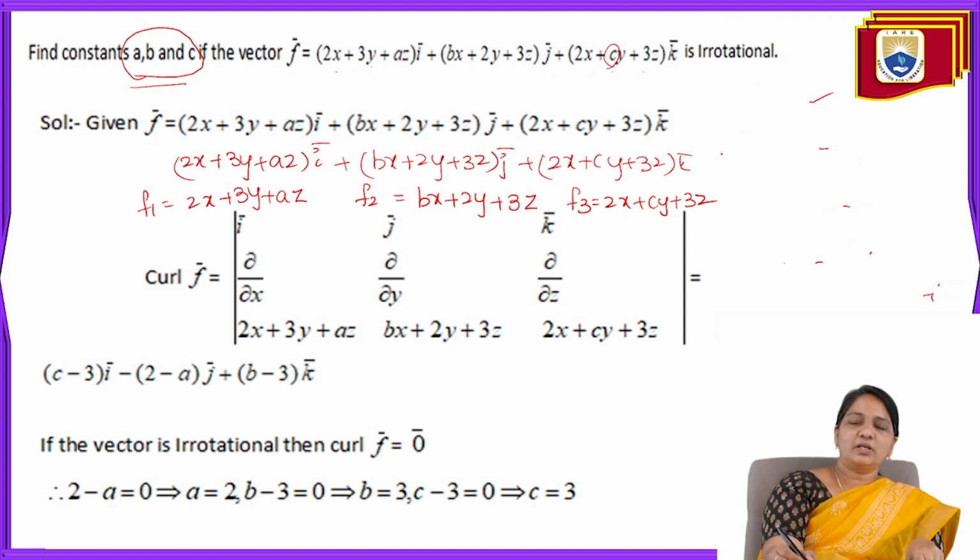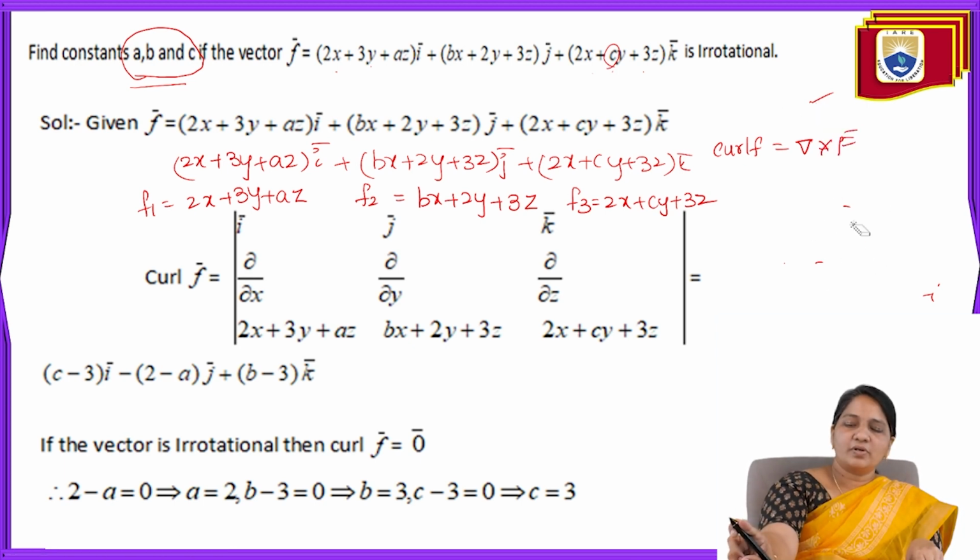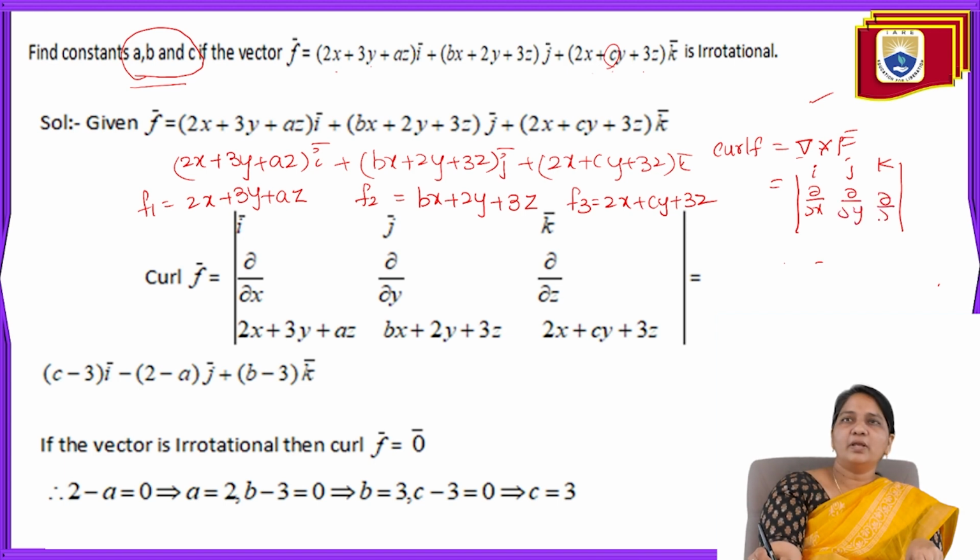Now, what is the curl f? Curl f is nothing but del cross f. So here, first we write the determinant of i, j, k, then ∂/∂x, ∂/∂y, and ∂/∂z. Here F bar is f1 i plus f2 j plus f3 k. So here f1, f2, f3.